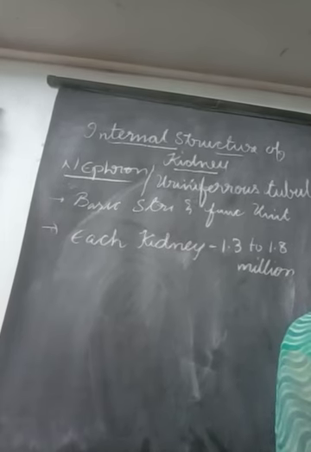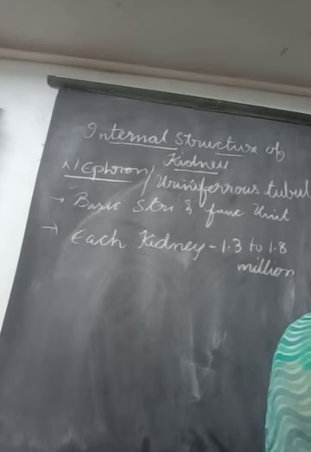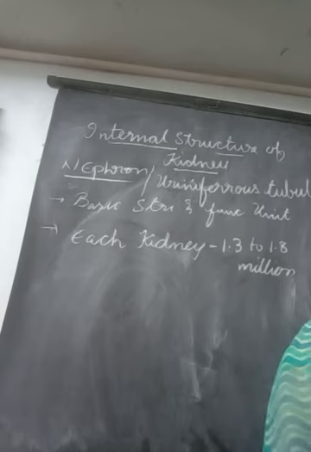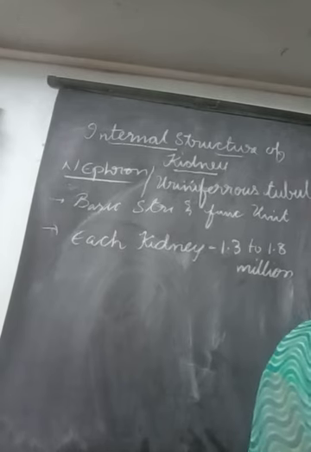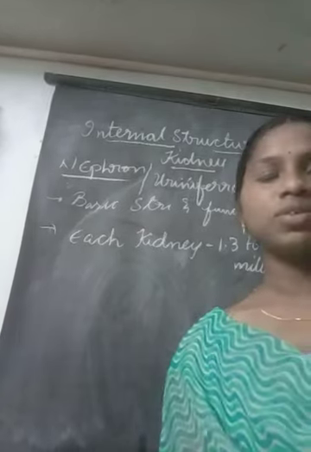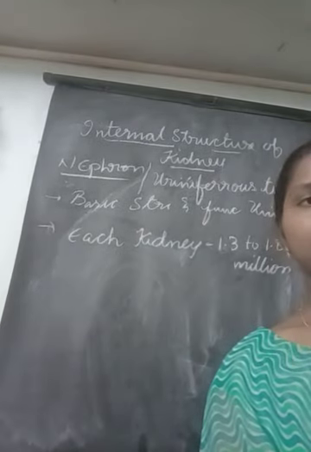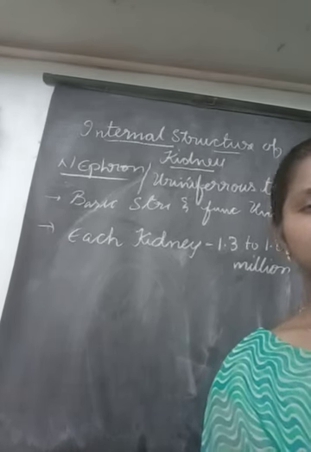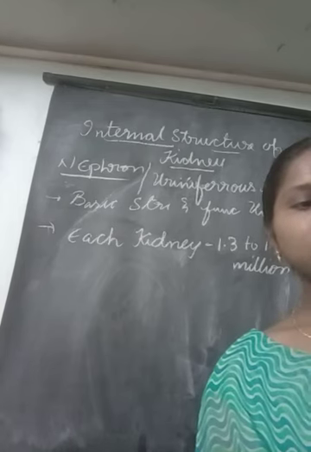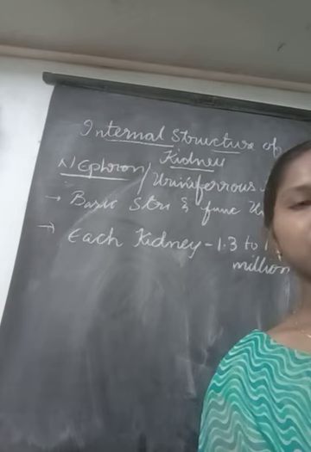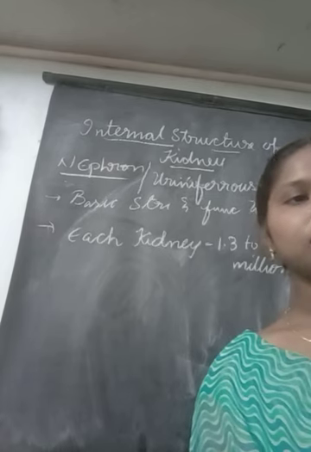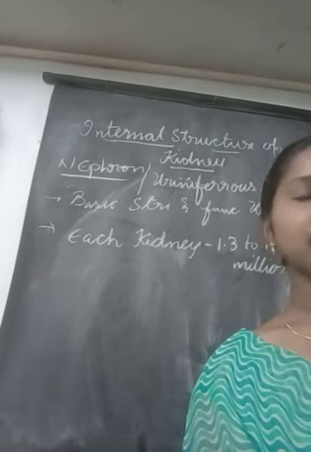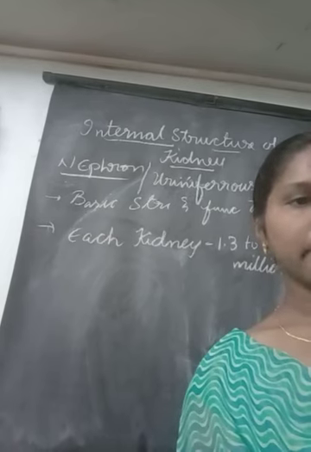How many nephrons are there in each kidney? 1.3 to 1.8 million. Million, don't write billion. Million means how much? 10 lakhs. You are all very good at social media now, so you should know these terms: 1k, 2k, 1 million, 2 million. So million means 10 lakhs. So each kidney is holding 10 lakhs of nephrons.